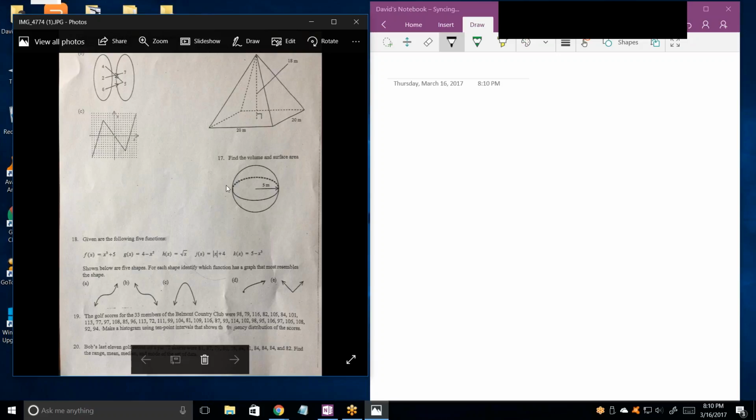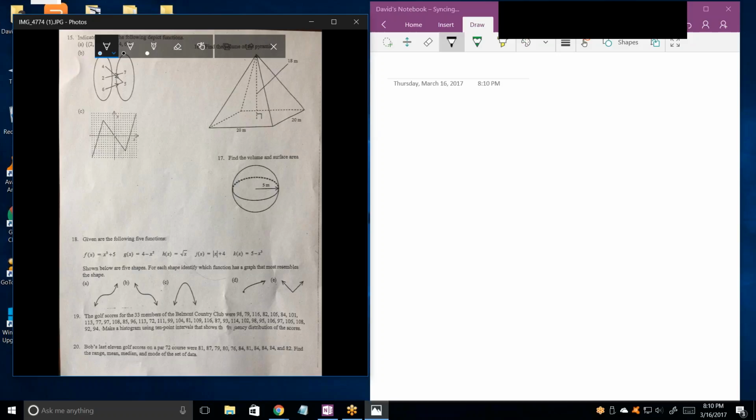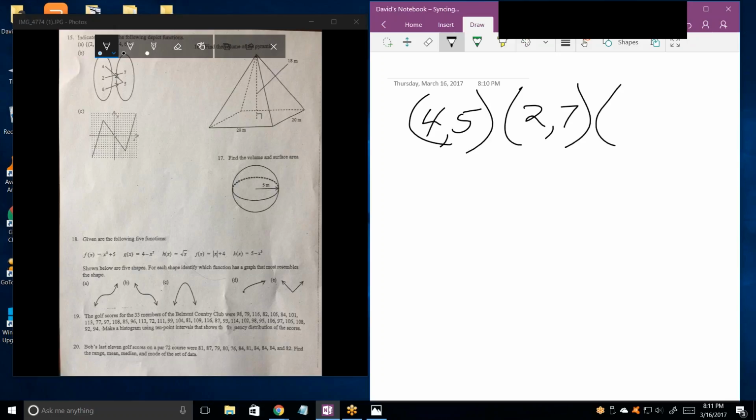All right, so I presume what they're saying is there are 3 points, and the points are 4 comma 5, 2 comma 7, and 6 comma 5. Is that a function? Yes.